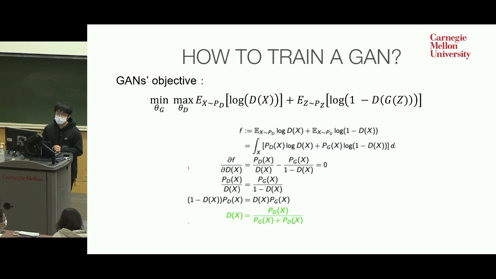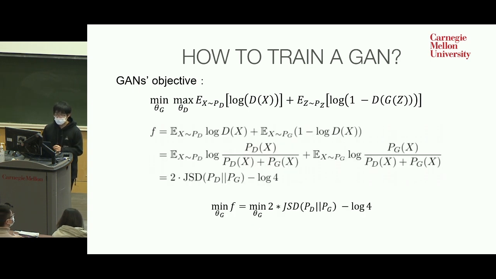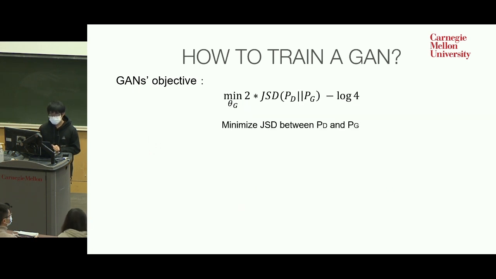So after getting this D(x), we plug it back, and mysteriously we find that it is equivalent to the Jensen-Shannon divergence minus some log constant. In that case, we've already gotten rid of the inside part, which is the maximization part. And everything left is just the minimization with respect to the parameters of the generator. So for our generator, our goal becomes this one. We're just trying to minimize the JSD between the real distribution and the generator-generated distribution, which is the thing we mentioned at the beginning of today's lecture.